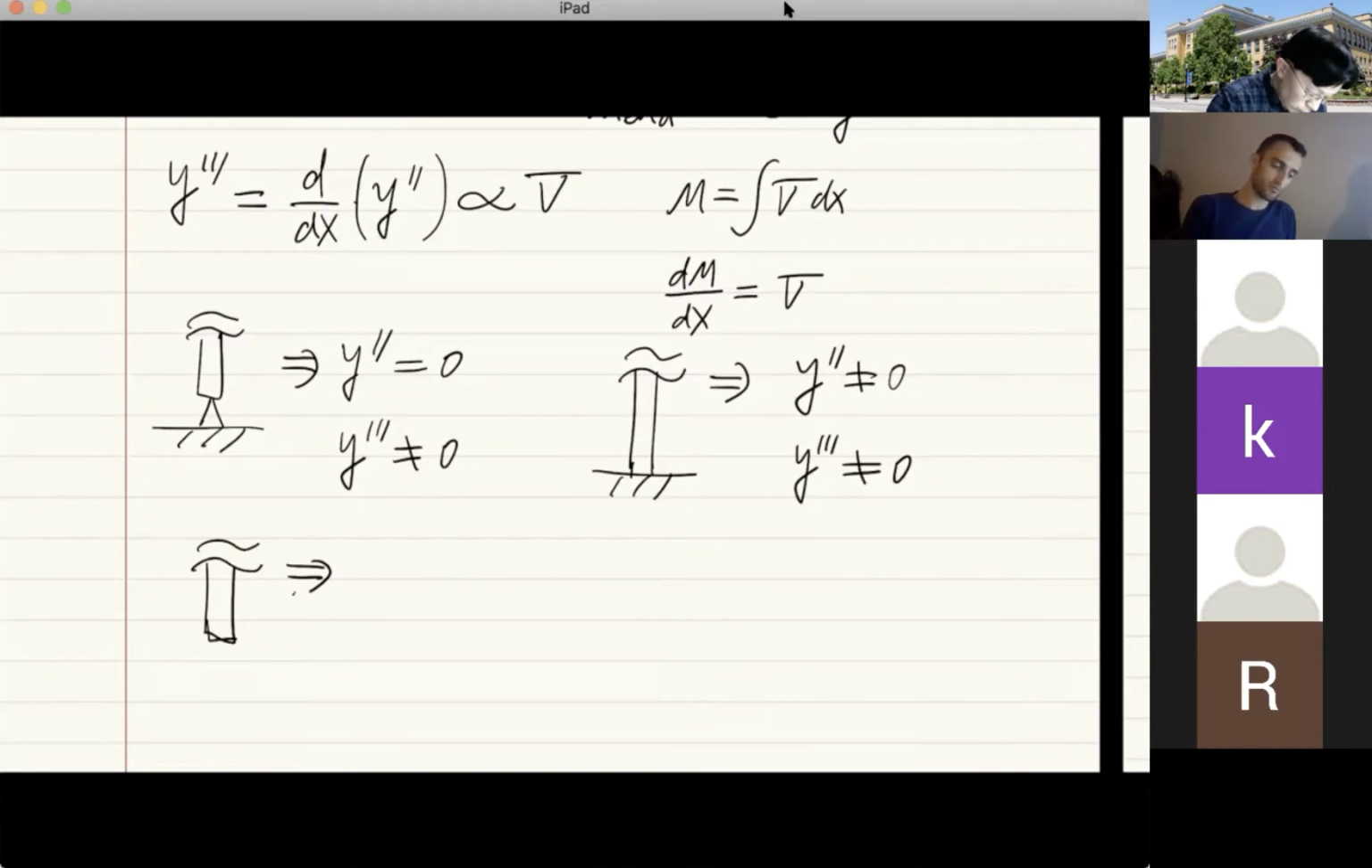The second order derivative must be 0 because second order derivative is related to moment, and at a free end, there's no moment. At a free end, there's no shear, right? That also means the third order derivative must be 0 at this point.